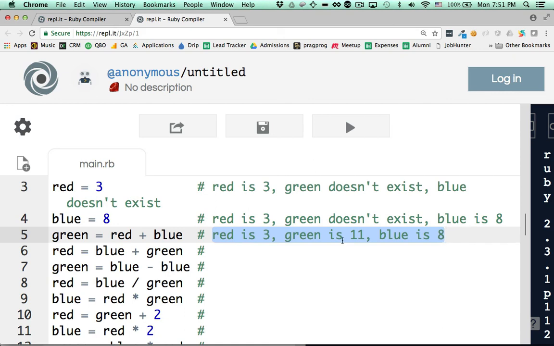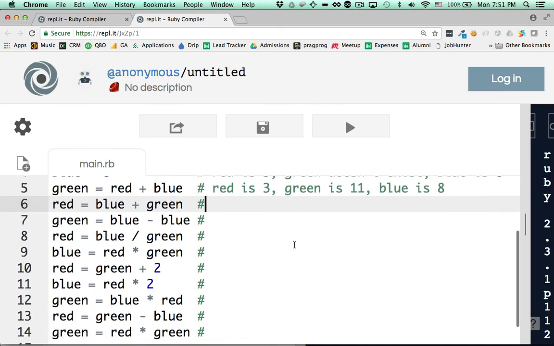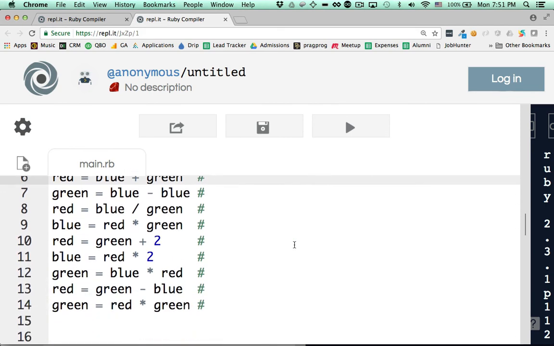Your exercise is to complete the rest of the comments here and keep track of what red, green, and blue are at all times on each line.